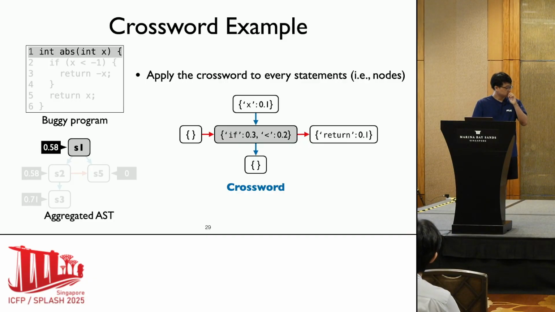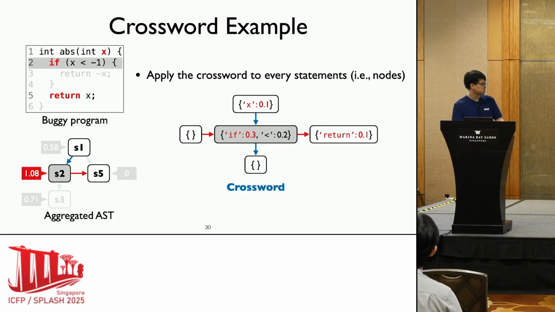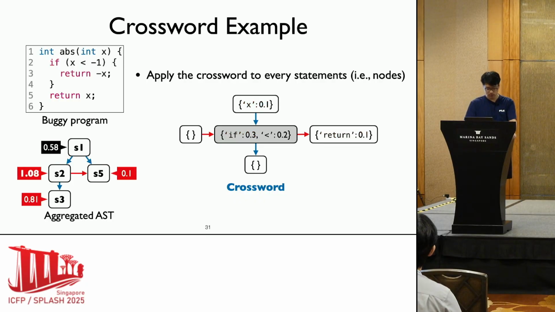For instance, since the first statement has no matching tokens, its score remains unchanged. But for the second statement, there is a token if, so add 0.3. The parent statement contains token x, so add 0.1. And the next statement contains return, which adds 0.2. In total, 0.5 is added to its original score. So when we apply the example crossword to all remaining statements, the port statement ends up with the highest score of 1.08.